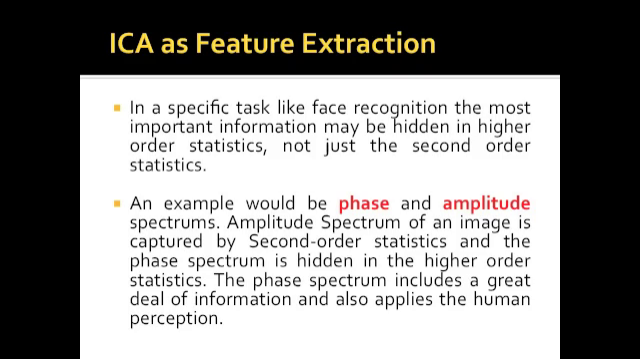In a specific task like face recognition, the most important information may be hidden in higher order statistics, not just second order statistics. The second order statistics are used by PCA. An example would be phase and amplitude spectrums. Amplitude spectrums are captured by second order statistics. However, phase spectrum is hidden in higher order statistics. The phase spectrum mostly applies to human perception.